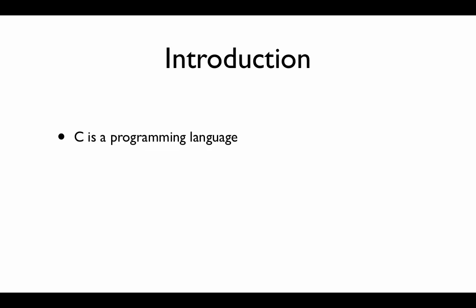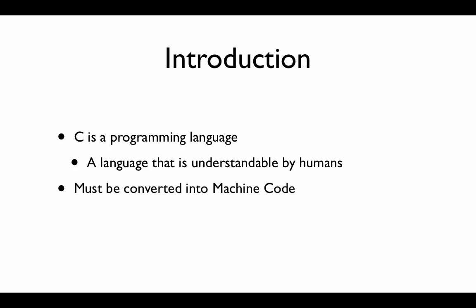C is a programming language. It's a language that is written by humans so that we can communicate actions to a computer. It's a language that is understandable by humans. Directly, though, a programming language is not understood by a computer. What is understood is something called machine code, and so we take our language and convert that into machine code that the computer can understand. So we write our C code and we use something called a compiler to turn our C code into machine code. In order to write programs in C, you will need a compiler.